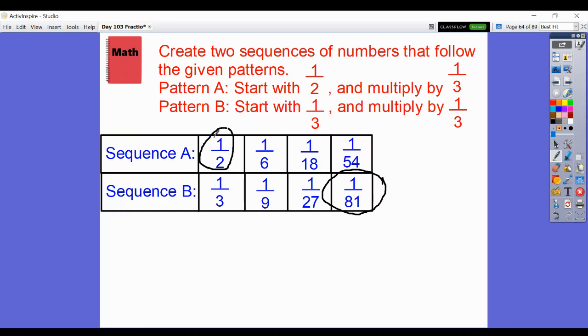Okay? If all the numerators are the same, which they are, 1, then the one with the smallest denominator is the greatest value fraction. Okay? Let's continue.